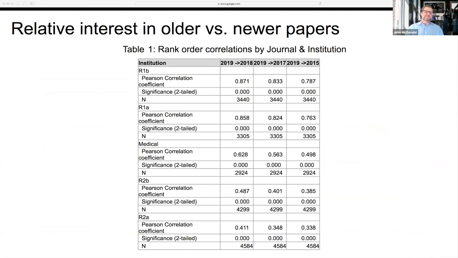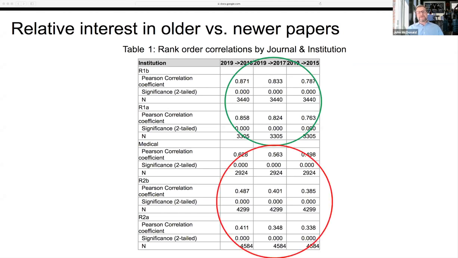So what we looked at was rank order correlations of these journals by institution for interest in the current year versus the previous year. That's in the first column. The current year versus 2 years ago, and then the current year versus 5 years ago. And as you can see from these Pearson correlation coefficients circled at the top here for our two R1s, generally they're right. So big institutions with a lot of usage, the order of popularity of their journals doesn't actually really change all that much.